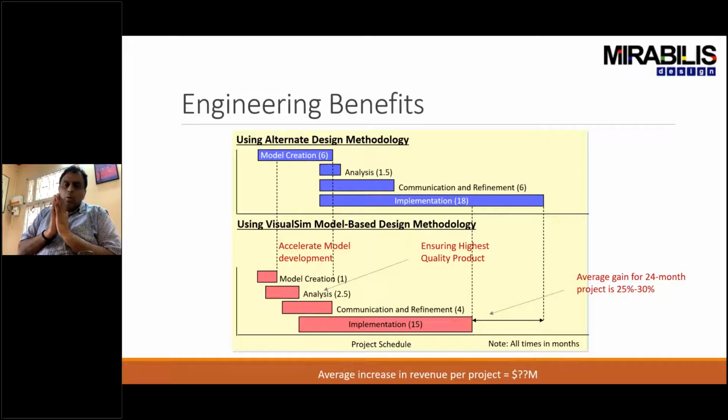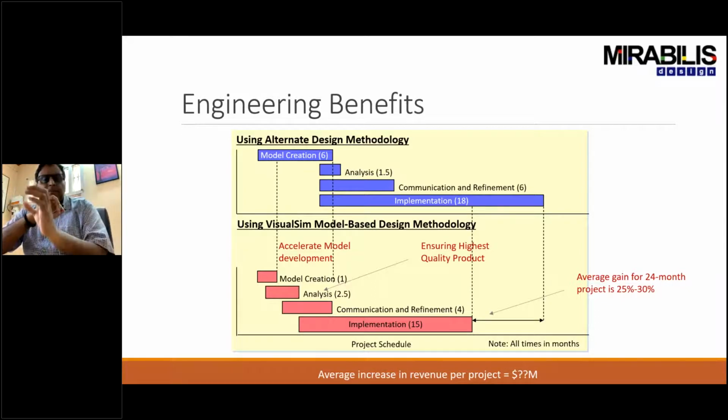Now, why do people deploy VisualSim? There's two main reasons. The first is that the model construction time drops from about 6 months down to about 1 month. Why is that significant? Because now I can create a higher quality product, because a lot more of my time is spent doing analysis rather than going to a neighborhood and trying to go buy the chips, assemble it, and put a prototype together.